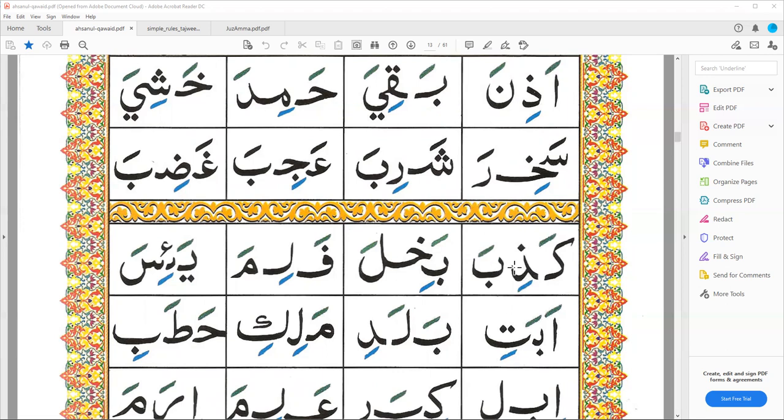Kaf zabar ka. Zal zer zi. Kazi. Ba zabar ba. Kaziba. Kha zer khi. Bakhi. Lam zabar la. Bakhila. Ba zabar fa. Lam zer li. Fali. Mim zabar ma. Falima. Ya zabar ya. Look, you have to understand here that there is a hamza, okay? This thing you see right here, on the top of that, there is a hamza. So this letter is hamza, okay? And this is connected with sin. Hamza zer i. Ya-i.